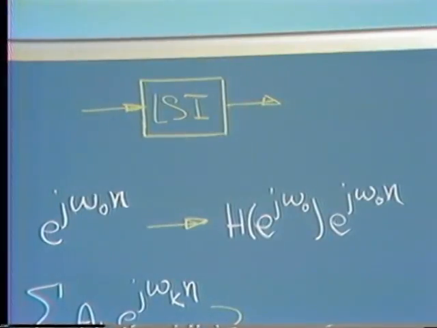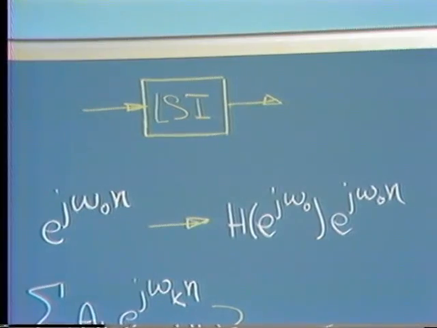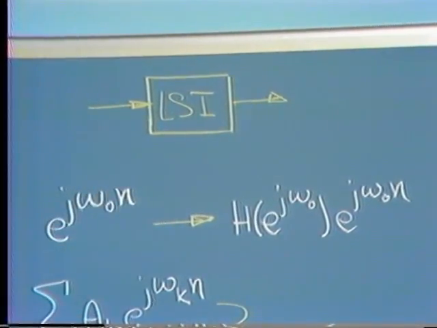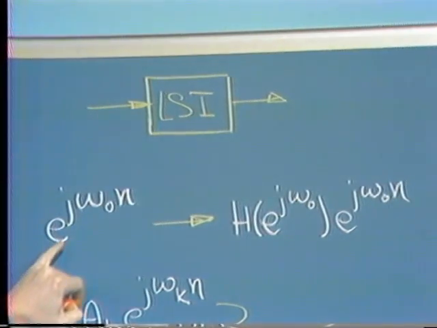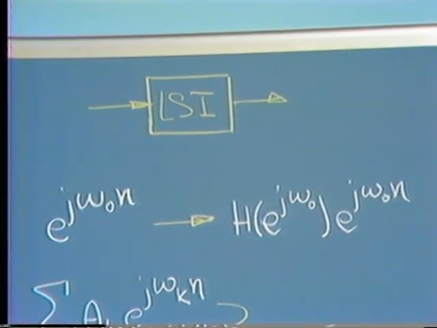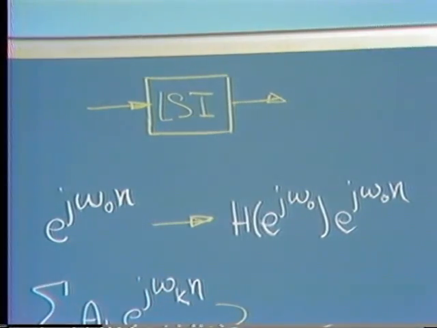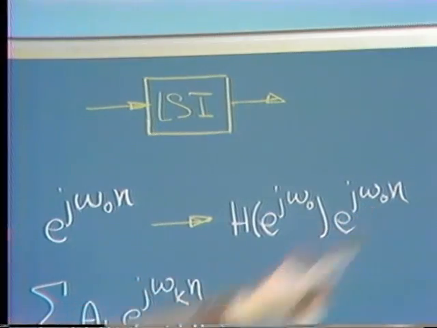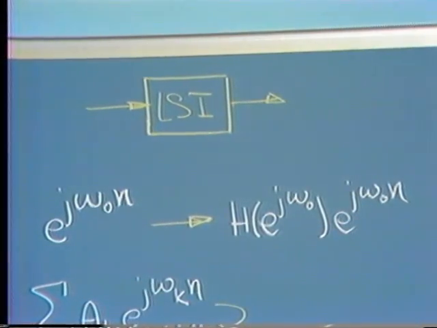First of all, we have, again, a property that we began the lecture with, that for a linear shift invariant system, a complex exponential input gives us at the output the same complex exponential, that is, the same frequency, and only one of them, multiplied by H(e^{j omega 0}). That's a consequence of linearity and shift invariance.